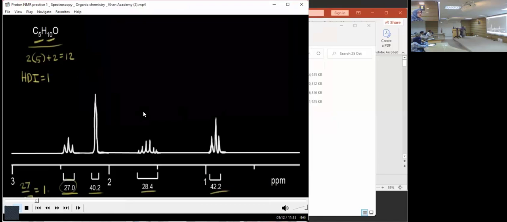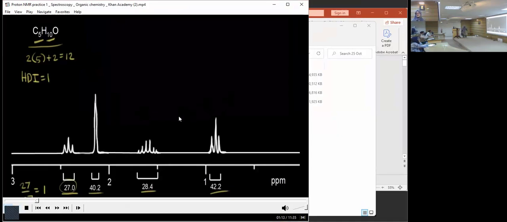Now we don't do integration of the molecule in this way, as you have already seen while practicing the NMR sample running. We usually make an intelligent guess based on the compound that we are going to run, and after that we integrate that molecule.